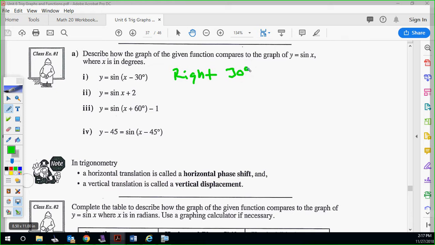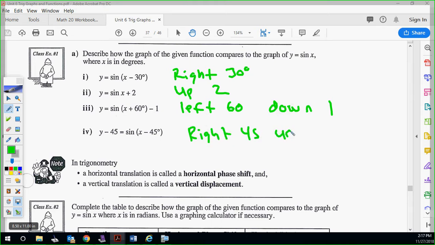Hey, Jake, what do you think the second one does? Up 2, correct. Brooklyn, 3. Down 1, yeah. And the last one, we just got to move the 45 over, but it's right 45, and then up 45. Okay, so all the stuff that we kind of expected it would be.